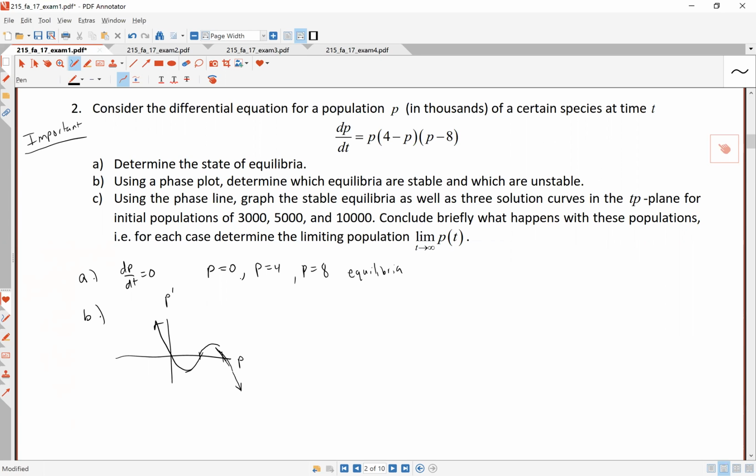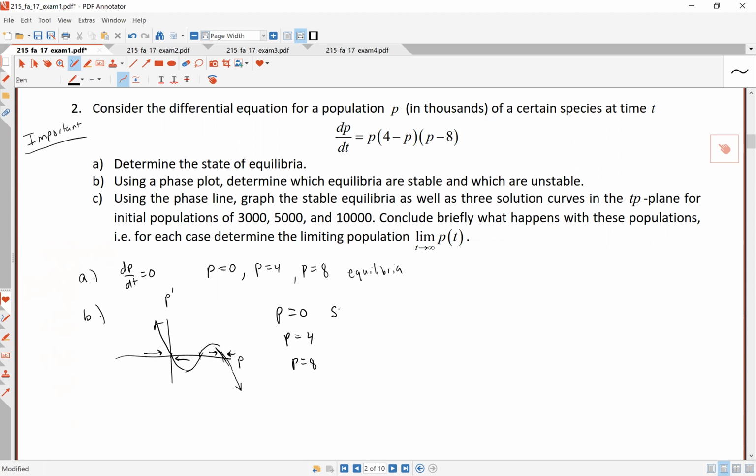Now where the graph is positive, it points in the positive direction. Where it's negative, it points in the negative direction. Where it's positive, it points in the positive direction. Where it's negative, it points in the negative direction. And so at the equilibria, P equals 0, P equals 4, and P equals 8, at P equals 0, they point towards each other. So those lines pointing to each other are called the phase line.